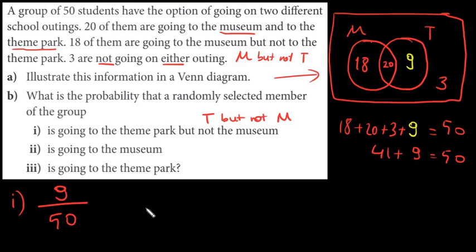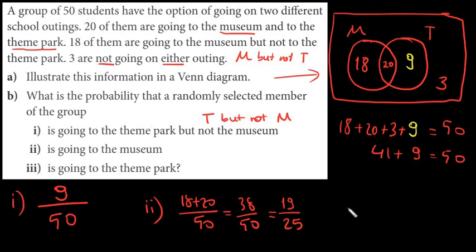9 over 50. Second question: is going to the museum. For museum, we have to add 18 and 20, because everything inside M goes to the museum, okay? So 18 plus 20 is 38. 18 plus 20 over 50, 38 over 50. You can just leave the answer like that, or you can simplify. So we can write 19 over 25.